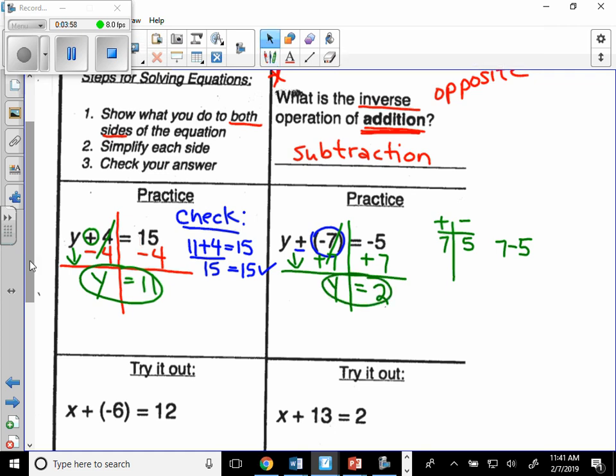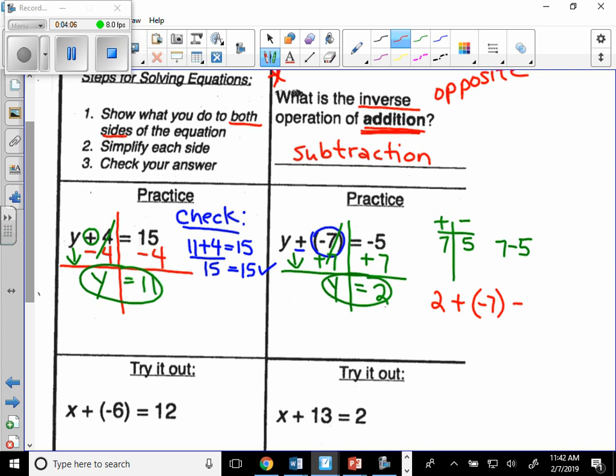Now check it, make sure it works. So y is 2 plus a negative 7 equals a negative 5. So 2 plus a negative 7. I can also set up my t-chart again. I have a positive 2 and I have a negative 7. Subtract, take the sign of the larger number. So that would give me a negative 5. A negative 5 does equal a negative 5, so it does work out. All right, the next one.